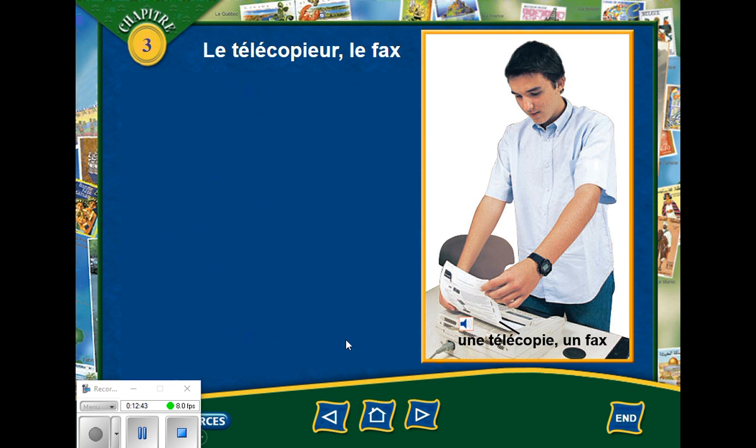Une télécopie. Un fax. So now this is the name of the document that you're faxing. It's a telecopy. It's a fax. Il transmet, envoie le document. So transmet is the verb transmettre, and it's going to be conjugated just like mettre. So it's irregular like mettre. It's a stem changer. And it is interchangeable with the verb envoyer, which means to send. So to transmit, to send. He transmits or he sends the document.